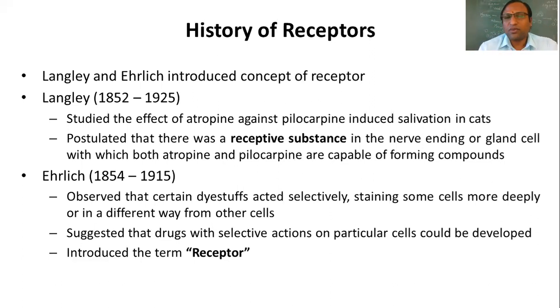Then Ehrlich, from 1854 to 1915, observed that certain dyestuffs acted selectively, staining some cells more deeply or in a different way from other cells. That suggested that drugs with selective actions on particular cells could be developed. He introduced the term receptor. He was the person who introduced the term called receptor, and later on everyone started using this particular term and it became very common in pharmacology.